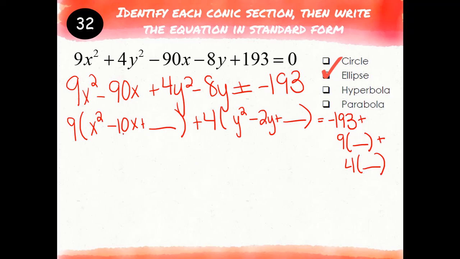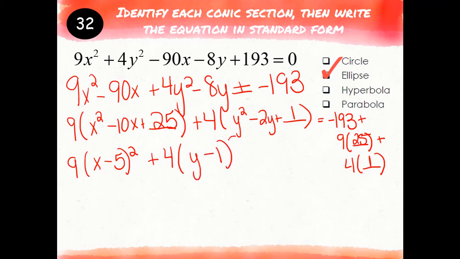Let's find our blanks. 10 divided by 2 is 5. Square that, that would be 25. So we'll fill 25 on both sides. 2 divided by 2 is 1. Square that. That will give me a 1. So if I do my factoring here, this will be x minus 5 squared and y minus 1 squared. And that's equal to, ooh, jeepers. Well, 9 times 25 is 225. Add 4 to that, that's 229. Take away 193. I'm going to get 36 for an answer.